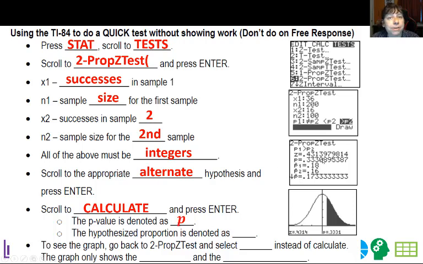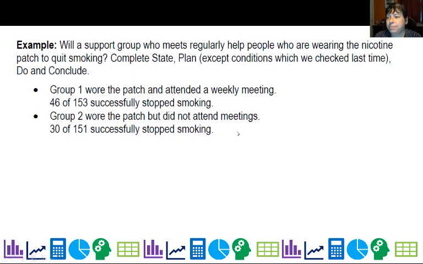When you're done, your p-value is denoted as p. So there's the p-value that we got, 0.333. And the hypothesized proportion is p hat. Now, if you want to see the graph that I have here, your calculator will actually draw it. Go ahead and rerun the 2-prop z-test, and instead of hitting Calculate, hit Draw. The graph only shows the z-score, which is right here, 0.314, and the p-value, which is primarily what you're supposed to report when you run a 2-prop z-test.